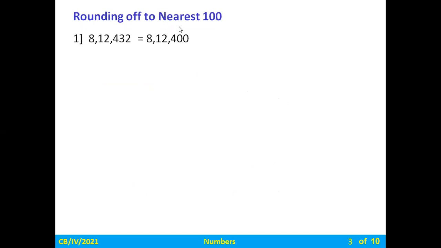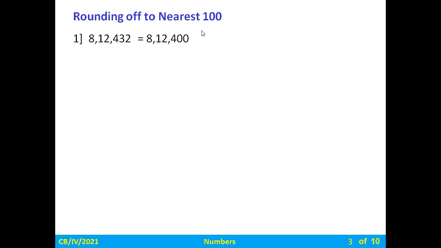Now let's learn rounding off to nearest 100. Here also for hundreds, as you can see, 100 is a 3-digit number. We have to consider the last three digits no matter how many higher values are given. As you can see here, this is a 6-digit number, 8,12,432. It got rounded off as 8,12,400.